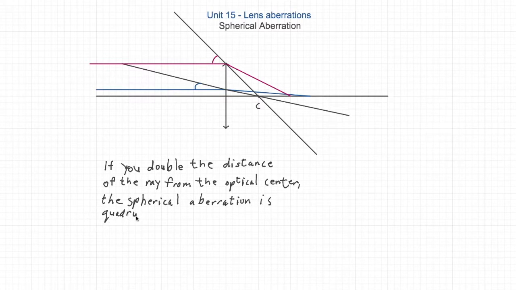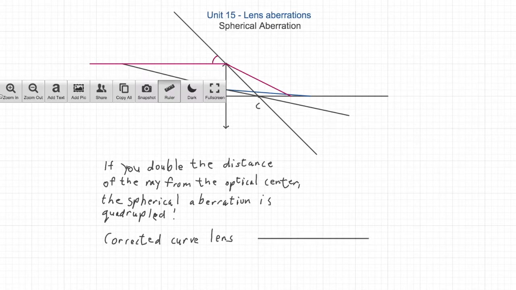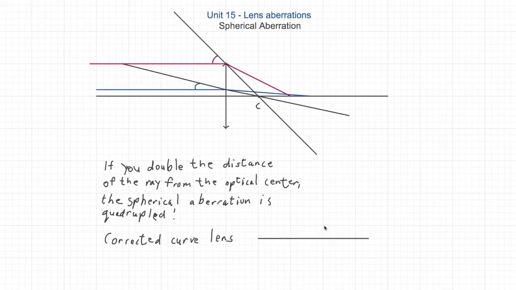To take care of that, lens manufacturers make what are called corrective curve lenses. A corrective curve lens has flatter edges, and therefore they do not refract the light as much as they otherwise would. And it decreases the spherical aberration of the lens. So if we had, let's say, this convex lens, a corrective curve lens would flatten out the periphery.